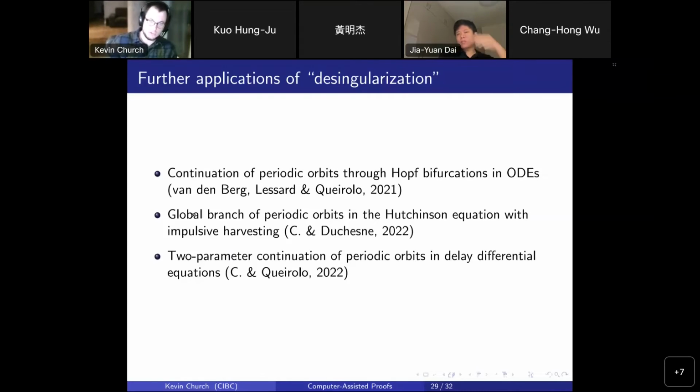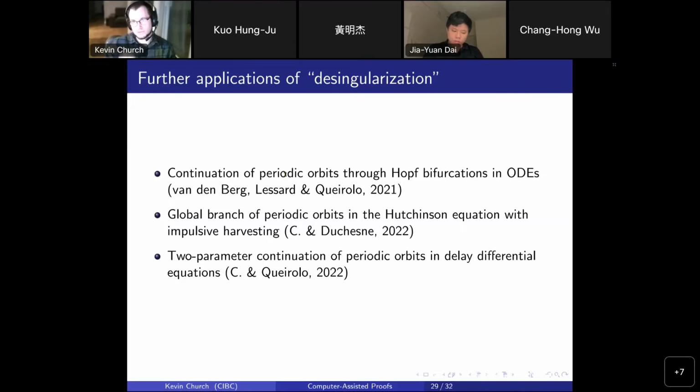So there are other applications of this desingularization trick in computer-assisted proofs. I'll mention in particular the work of Elena Carollo, who is a collaborator of mine. She's currently at the Technical University of Munich. For her PhD, she did a lot of work on continuation of periodic orbits through Hopf bifurcations using this idea, mostly focusing on ODEs. She and I worked on two-parameter continuation of periodic orbits in delay differential equations, with some applications to a time delay SI model and a few other classical equations in ODEs and delay differential equations.